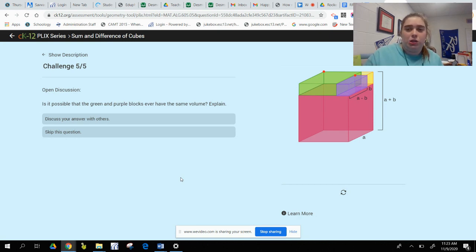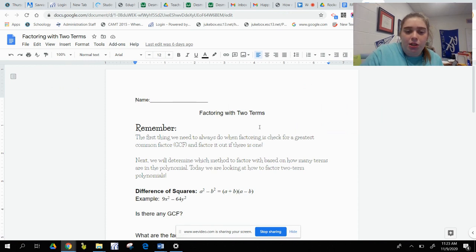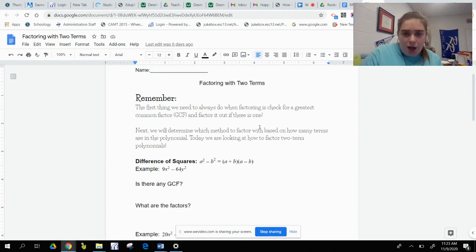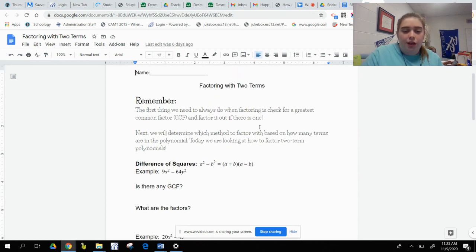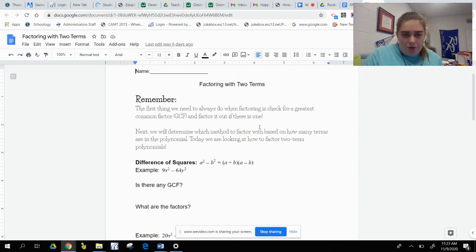Now we're going to actually go into how we factor using these different methods on 2 terms. Look at this sheet. This was attached on the Schoology page. It's called Factoring with 2 Terms. We're going to start looking at these different methods that we were just talking about.